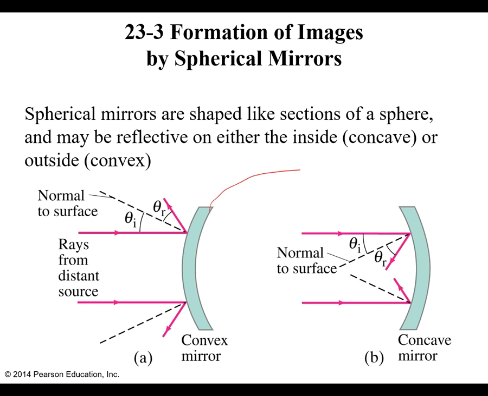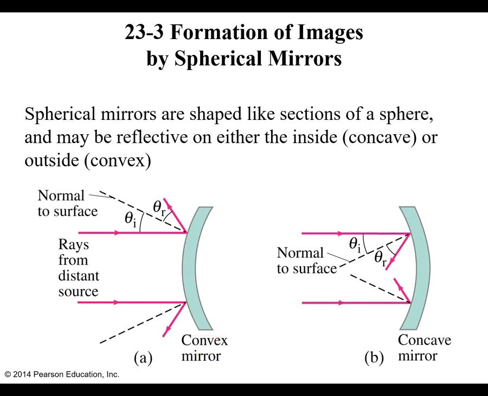So let's say we have a perfect sphere. Well, what we're doing is we're just taking a chunk out of that sphere and shining light at it and looking at the reflection off of one side. In the example on the left, notice that the mirror is curved towards the light. So if we were to complete this as a circle, the center of curvature would be somewhere on the back side of the mirror. In this case, we would call it a convex mirror.